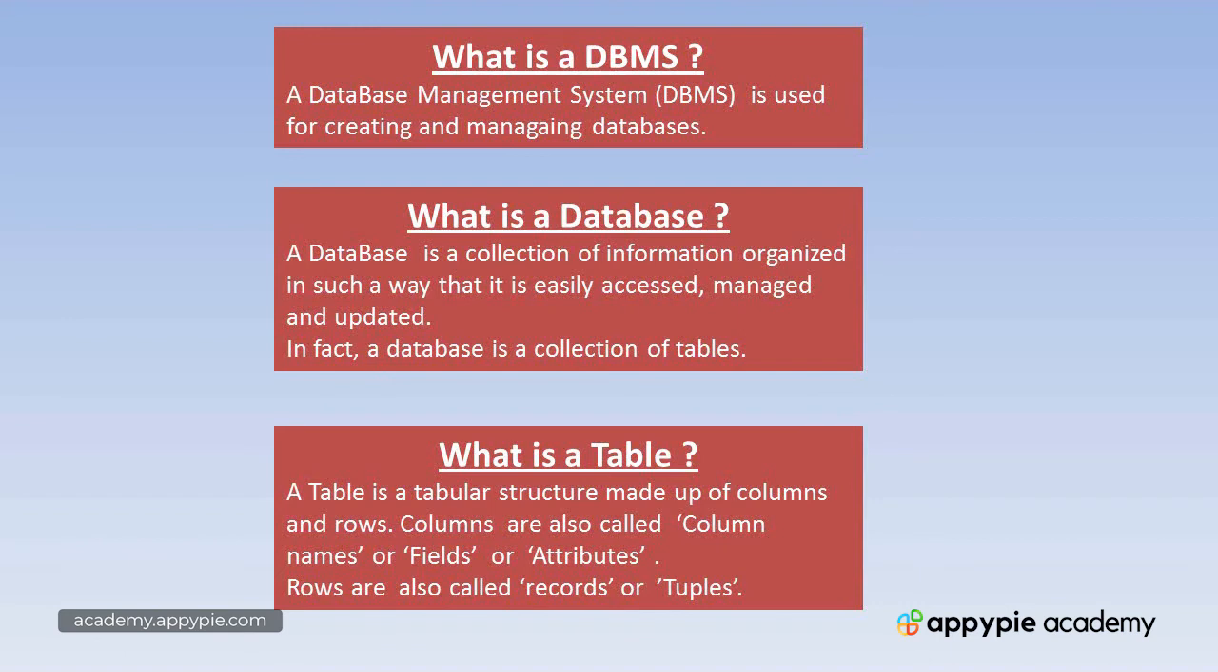Now, what is a table? A table is a tabular structure made up of columns and rows. Columns are also called column names or fields, or we can also call them attributes. Rows are also called records or tuples. Some people pronounce them tuples.